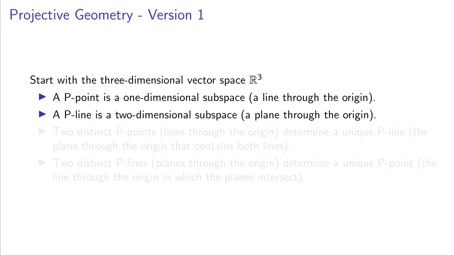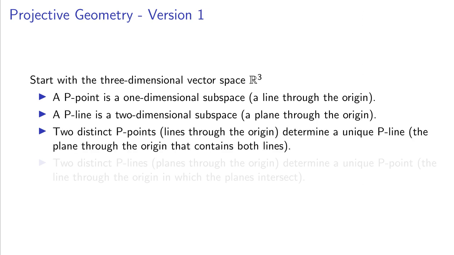And now, what you're familiar with is the relationship between points and lines holds in this geometry. Because if we take two p-points in this geometry, two lines through the origin, think of two knitting needles sticking through the center of this ball of wool, there's a unique plane through the origin that includes those two lines. So just as in Euclidean geometry, in this geometry, two distinct points always determine a unique line.